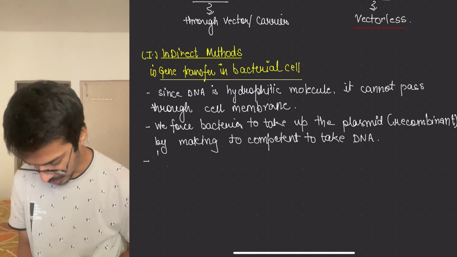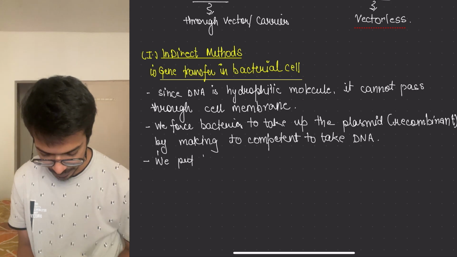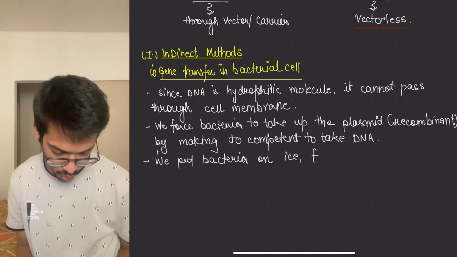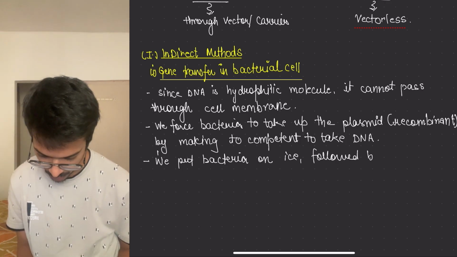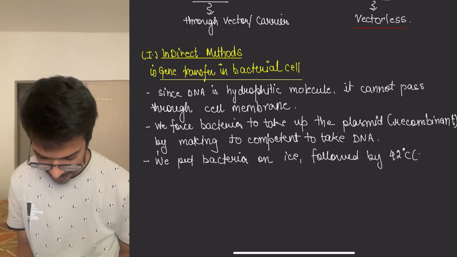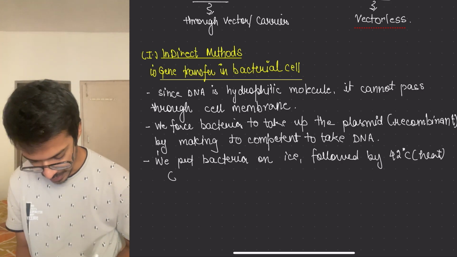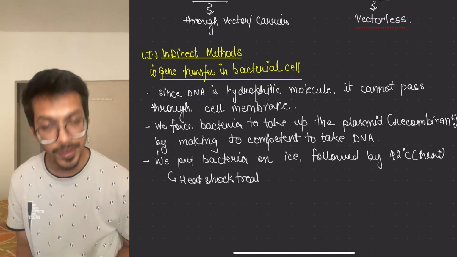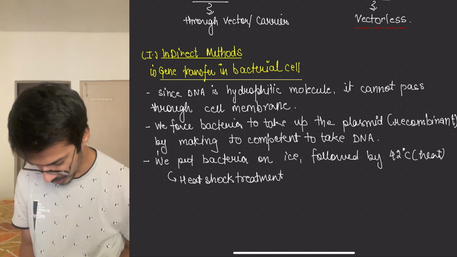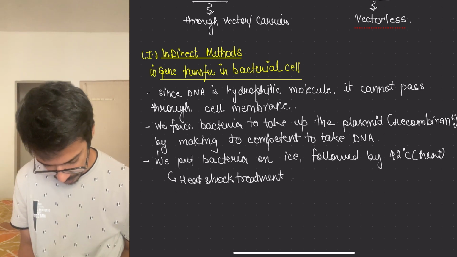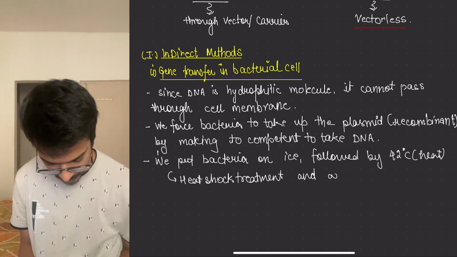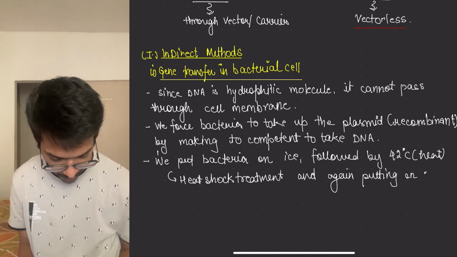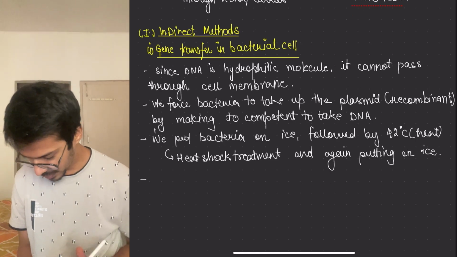Then moving on, how will we do it? We put bacteria on ice, followed by 42 degrees Celsius heat, and this is called the heat shock experiment or heat shock treatment, which I call the third degree treatment. And again putting on ice.